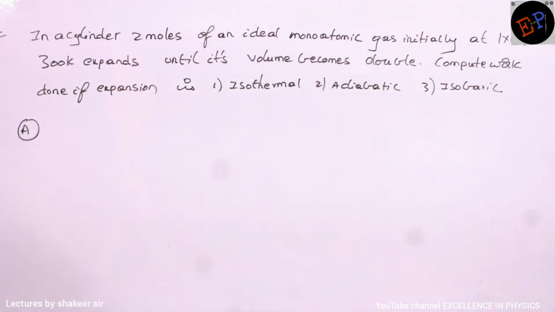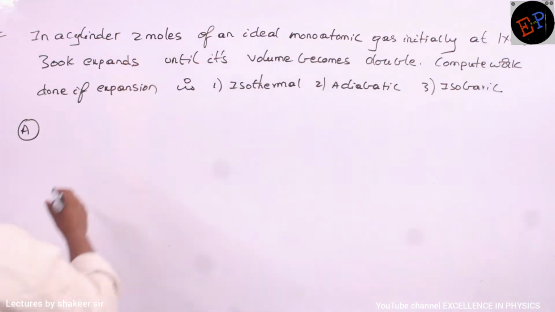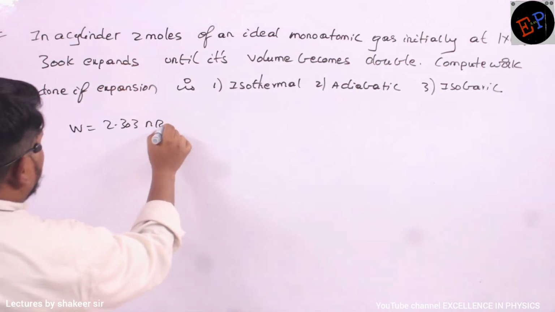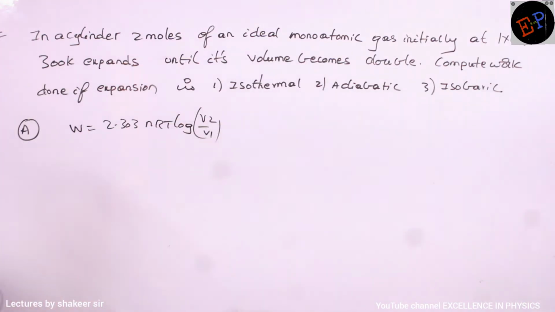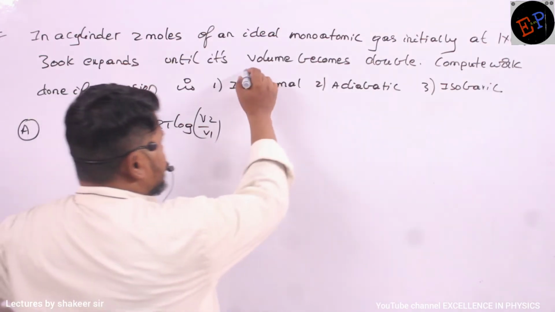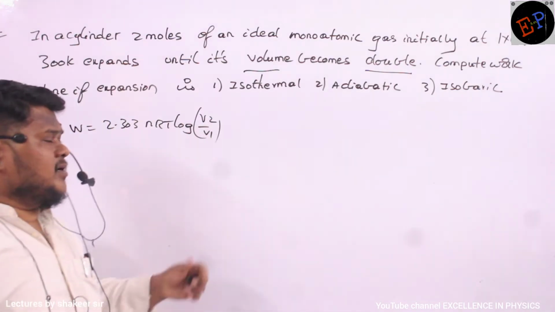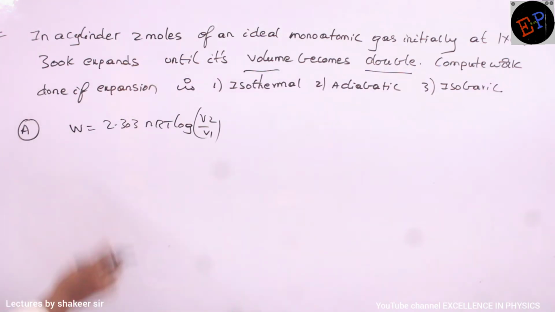Tell me, see the books. What is the equation for work done in the case of isothermal process? Work done is equal to 2.303 nRT log V2 divided by V1. This is the equation. And here values are given in terms of volume only, so I will write V2 by V1. If values are given in terms of pressure, I will write P1 by P2. Now substitute all the values.